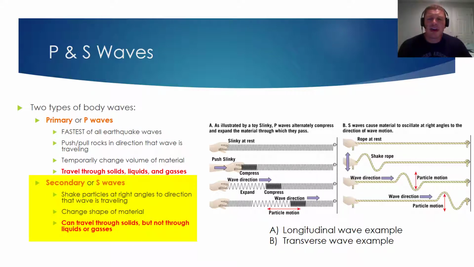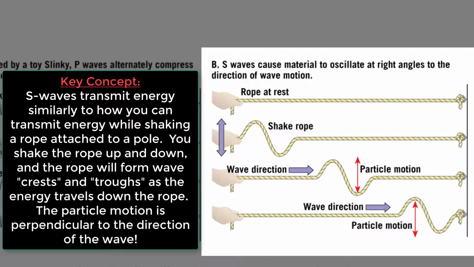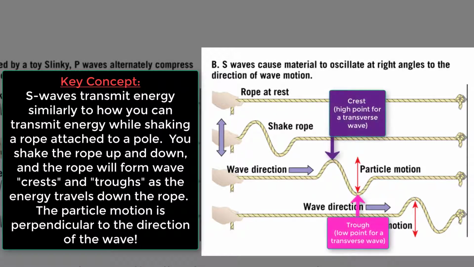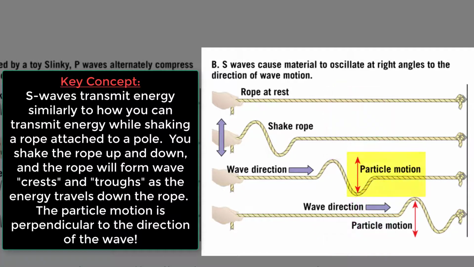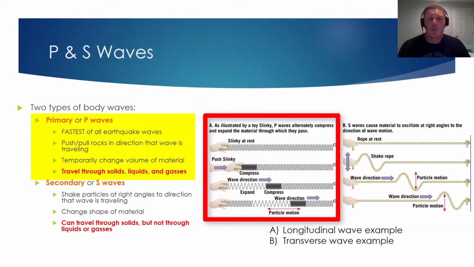As a good example of how secondary waves behave, we can look at image B. If you imagine shaking a rope up and down violently, you'll see crests and troughs produced as the wave travels from left to right. Now, the particle motion is occurring in the up and down direction, but the wave is moving from left to right, meaning that the particles are being shaken at right angles to the direction of motion for the wave.